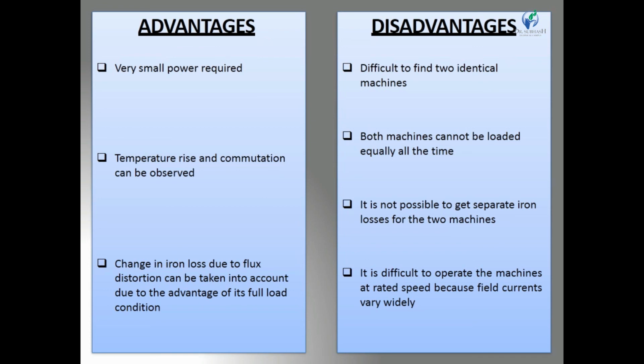These are the advantages. Now we go to the disadvantages: it is difficult to find two identical machines. Next, both machines can't be loaded equally at the same time. Next, it is not possible to get separate iron losses for the two machines. And the last one is that it is difficult to operate the machine at rated speed because the field current varies very widely.